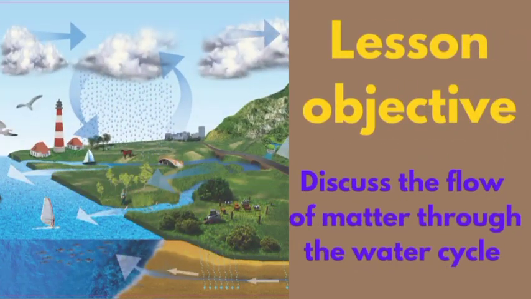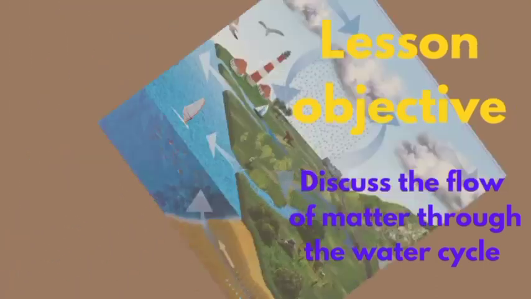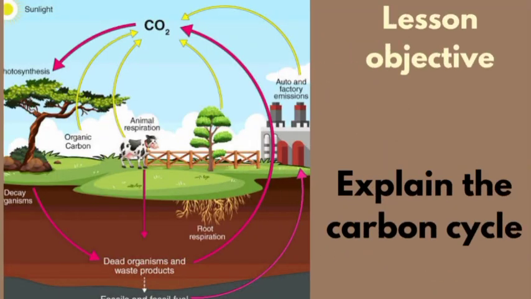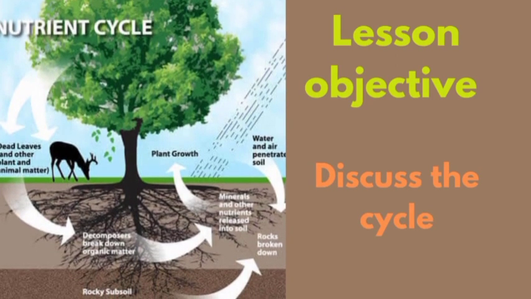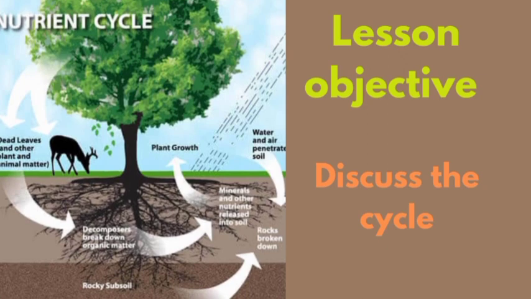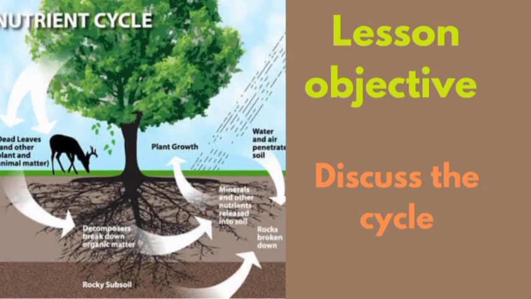We are also going to be looking at how matter is distributed through the water cycle. Thereafter, we'll be looking at the carbon cycle, how matter is distributed through the carbon cycle. Also, we'll be looking at the nutrient cycle. All these are what we are going to be looking at in this lesson.